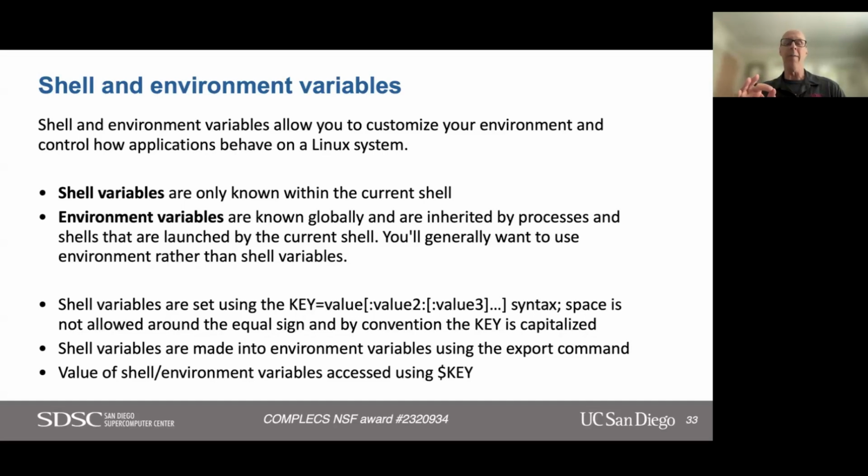Shell variables are made into environment variables, again so that they're known globally and inherited by other processes, using the export command. A very concrete example of when you want to do this is when you're writing batch scripts, Slurm scripts. You might want to create variables in there that are then available to the job that had been launched. And the value of a shell or environment variable is accessed using the $ sign followed by the variable name.